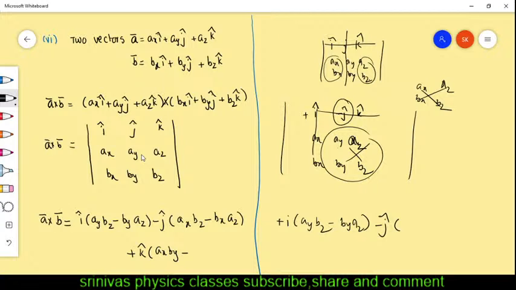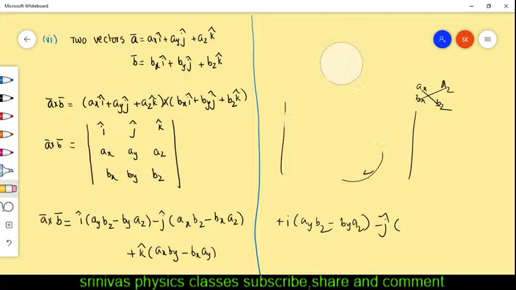That means now what we have to do next, ax by minus bx ay. If you have any doubt you can write in the chat box, don't stay silent, okay? Right. Okay, this is how to find the cross product of two vectors. How to find the cross product of two vectors.